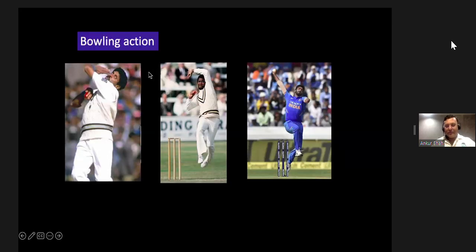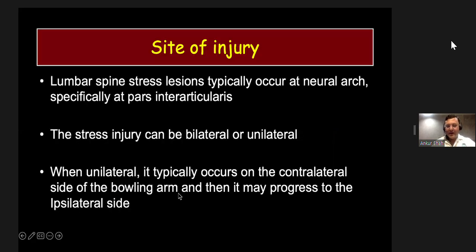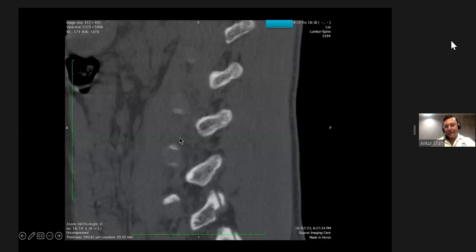There are a lot of factors which are responsible, like the bowling action. There are different types of bowling action, and some of them are more prone to injury. Even the workload, associated injury, and age contribute to it. The common site is usually the neural arch. It occurs at the pars interarticularis, and at the pedicles. It can be bilateral or unilateral, and when it is unilateral, it usually occurs on the contralateral side of the bowling arm.